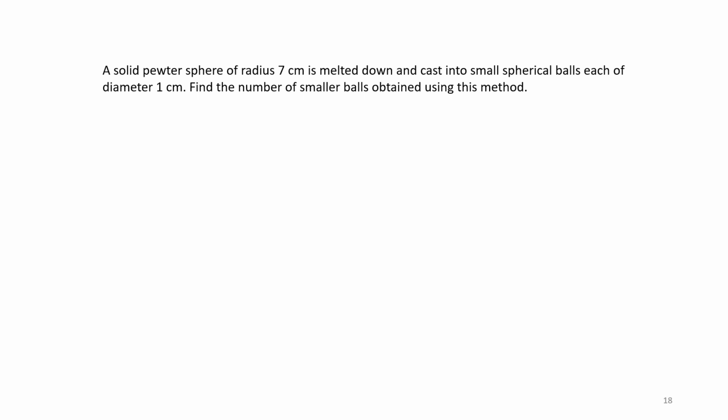All right? So a solid pewter sphere of radius 7 centimeters is melted down and cast into many small spheres, each of diameter 1 centimeter. And this is diameter, so for our formula we get a half, 1/2. Find the number of smaller balls obtained using this method. So maybe this looks easy to you, maybe it looks very daunting. It is pretty easy. Think of this as like a dodgeball of radius 7 centimeters, and then much, much smaller balls with a radius of 0.5 centimeters.